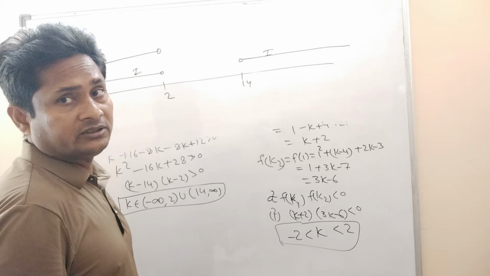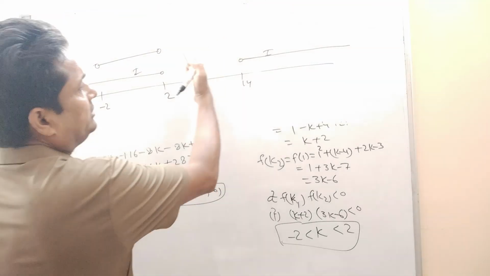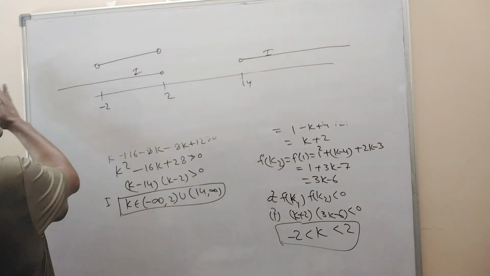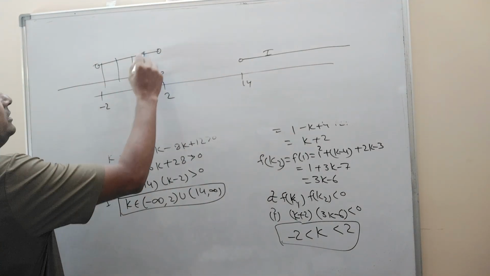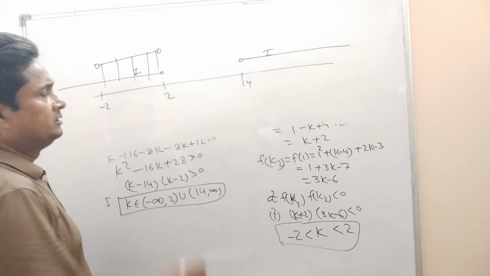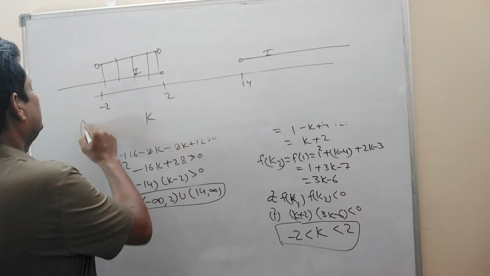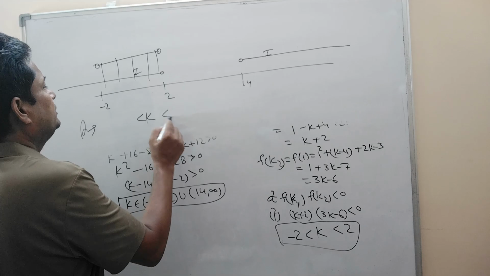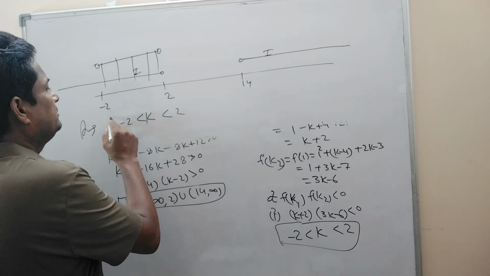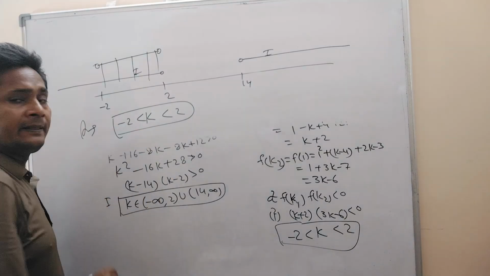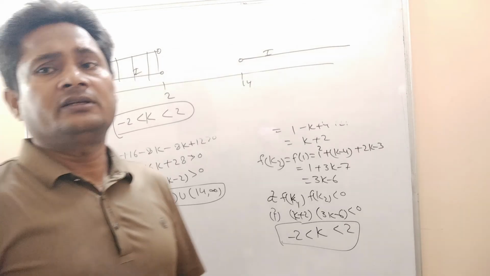Now take the intersection. If you take the intersection, there is no intersection on this side, and none on this side. So the only intersection is this one. So the answer will be k lies between minus 2 and 2. So this is our answer. This is the final answer.